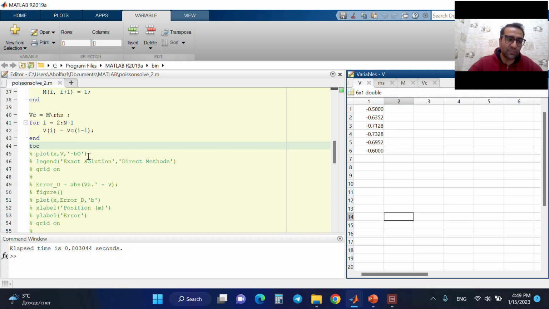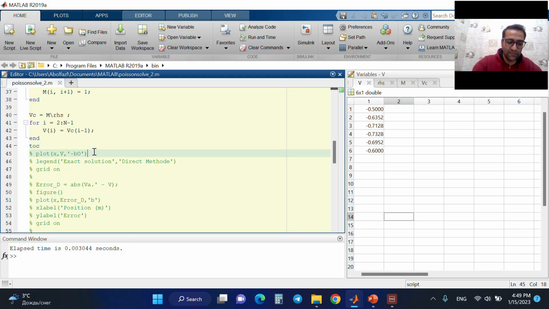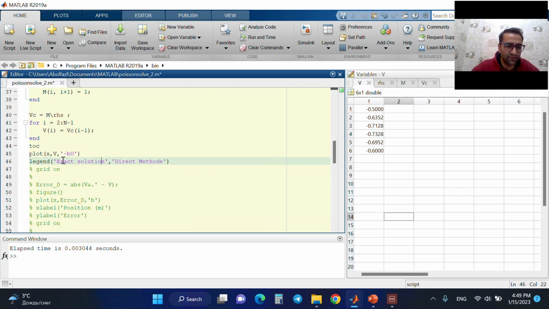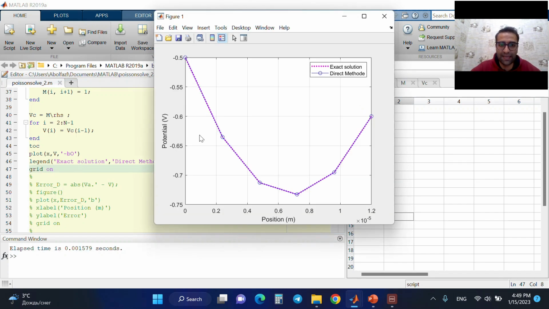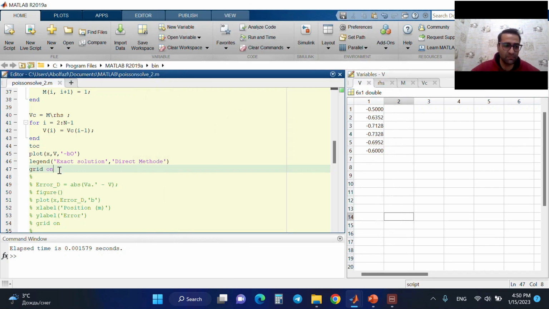Let's again plot this v and see how it looks. This is plot x, v with a blue dashed line, and this 'o' means the marker is a circle. Very simple. And I am defining a legend. The first graph is the exact solution that we found from the analytical solution. The second graph is the direct method, and grid on. Let's look, and you can easily see that both graphs coincide with each other, exact solution and direct method, just by several very simple commands.